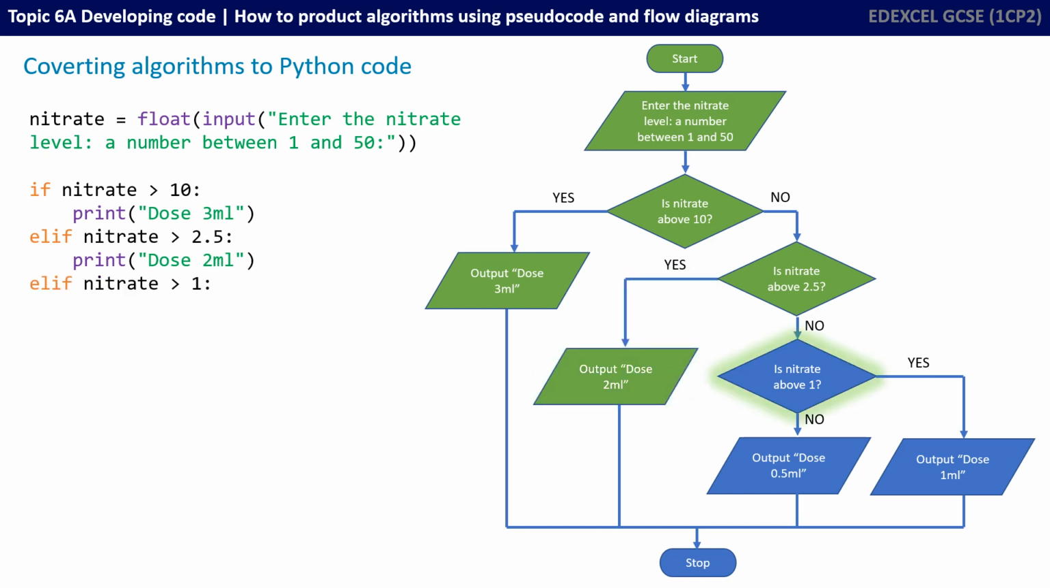But if that's not the case, we're going to ask again with another elif. We're going to say, well, okay then, is nitrate greater than 1 with a colon? If it is, we're going to print out dose 1 mil. And finally, if none of those previous elif statements or the original if statement were true, we can now just say else colon, so in all other situations, print dose is 0.5 mils.